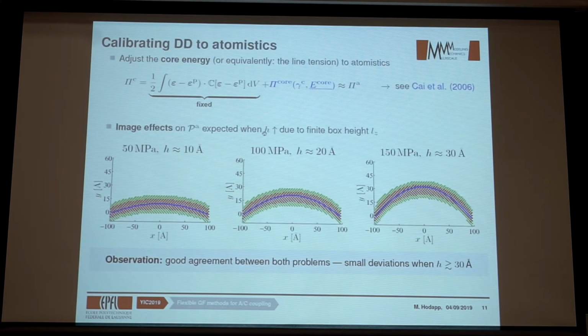We have checked this by computing the dislocation bow out for several applied shear stresses, and we see that even at some higher shear stresses, we get some good agreement between the shapes of the dislocation. Here there's some slight deviation, but that's still, taking into account that the dislocation model that we use is not the most sophisticated one, very, very good agreement. So that's a good start for the coupled problem.